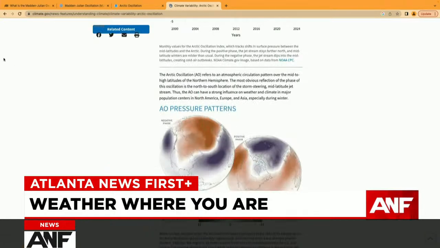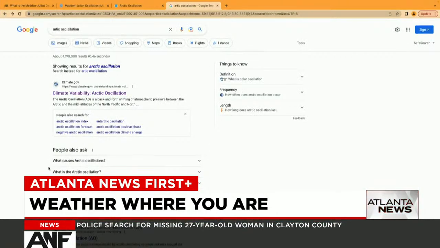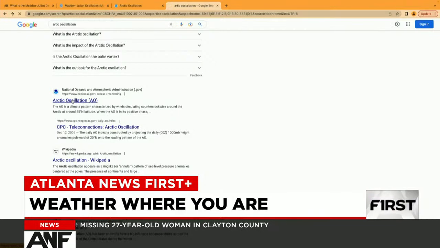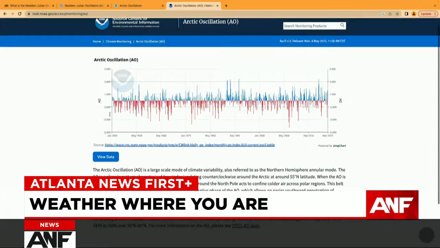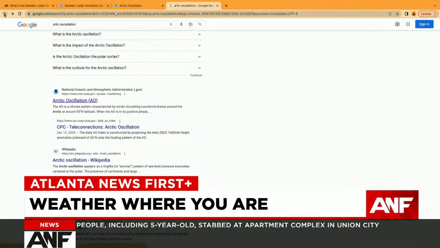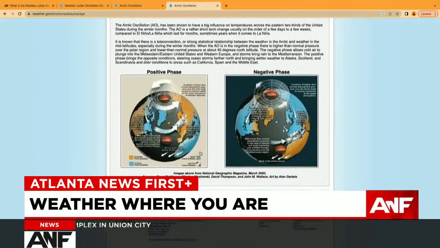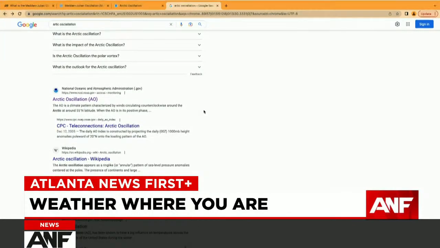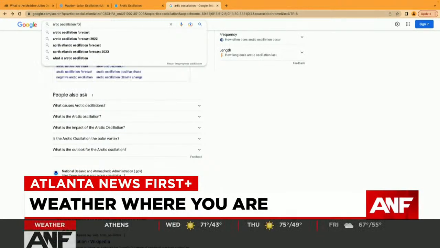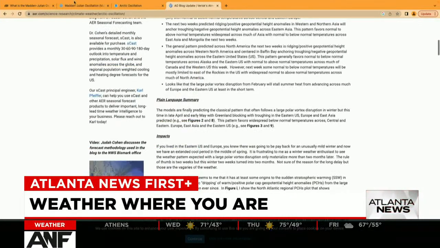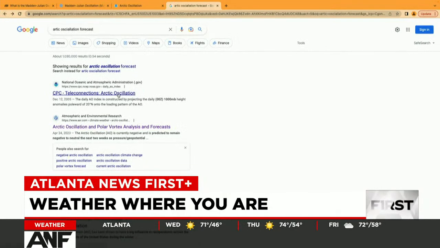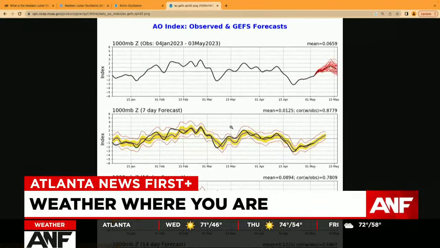I don't love this one. Let's see. AO. Let's look here. Okay, so this is over the long. I want a more accurate current Arctic oscillation forecast. Let's see here. You guys are learning with me. Okay, here we go. Here's what we're looking for.